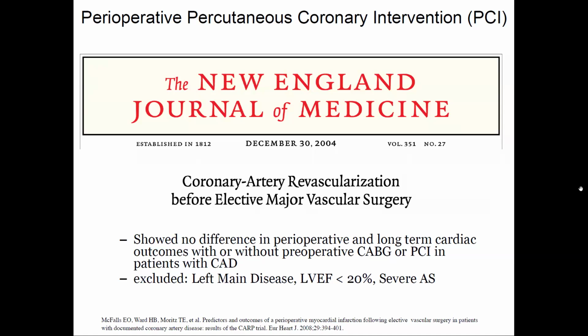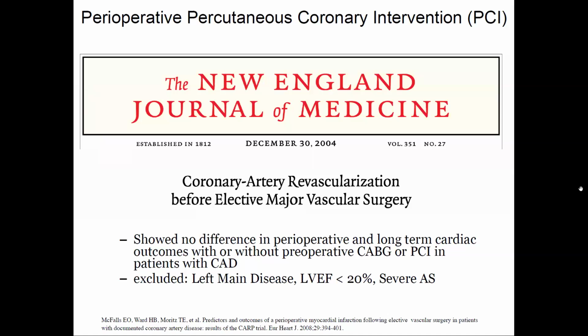But who was excluded? Because remember, when you look at a study, is it your patient in front of you? Excluded were left main disease. And left main is also left main equivalent. So they have an LAD and a circ, left main equivalent. In other words, very positive stress test. And EF less than 30 were excluded.